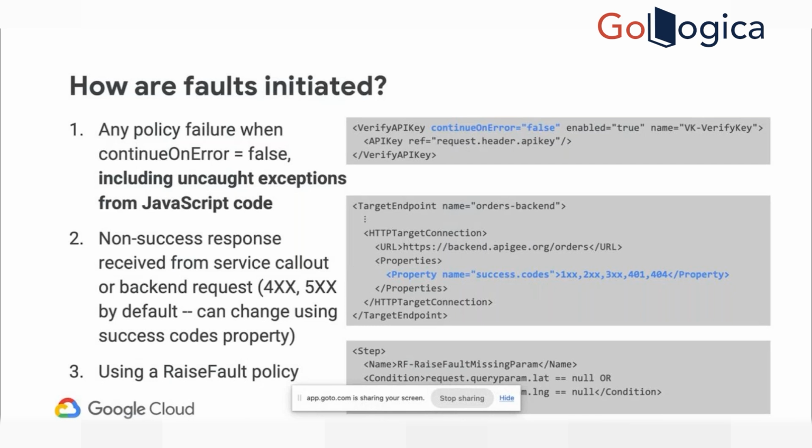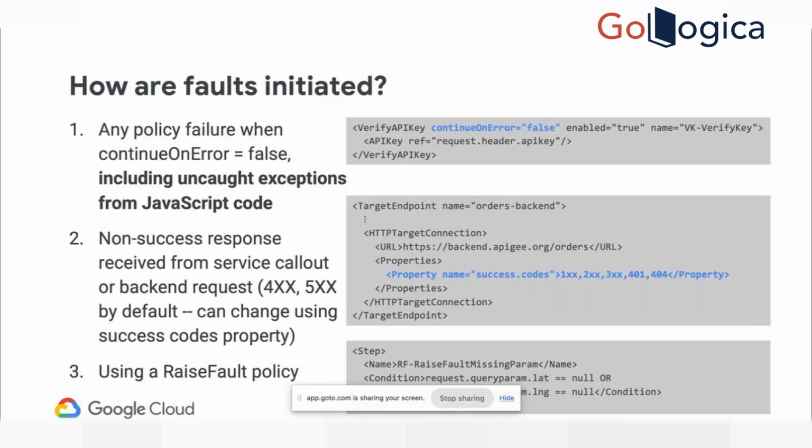So this raise fault policy is usually used to manually throw an error on a certain condition. In the example, as you can see, if query param dot lat is not equal to null, query param dot long not equal to whatever, right? If these query parameters are null or something, then you can manually throw an error. So you can use a raise fault policy.